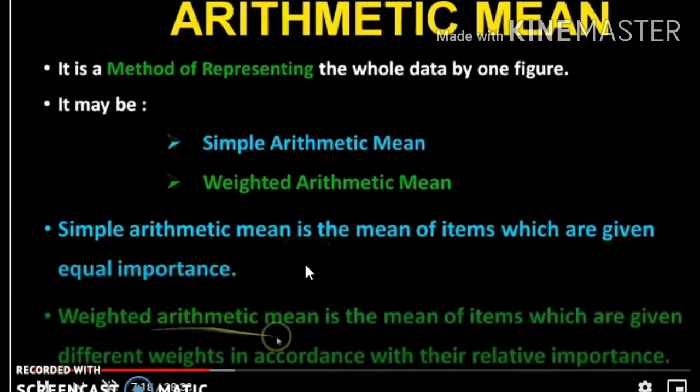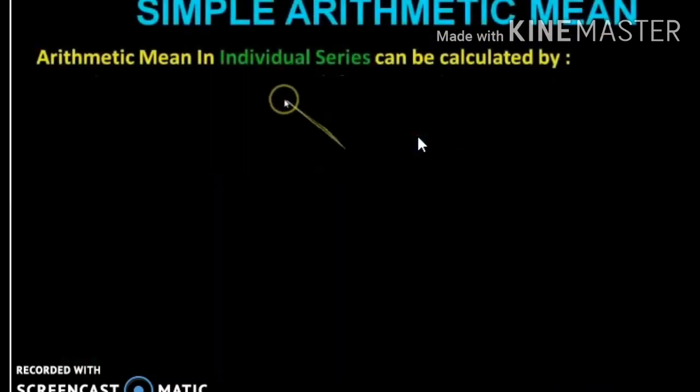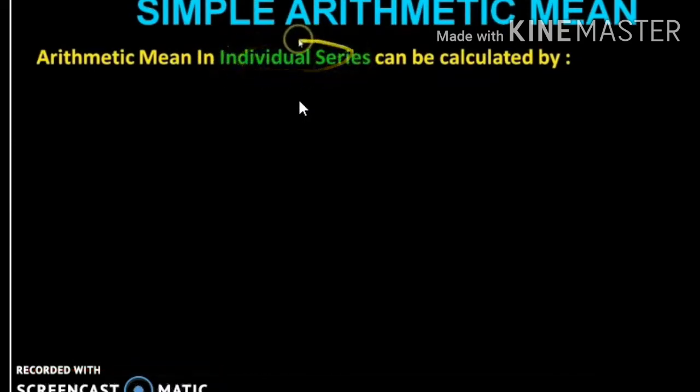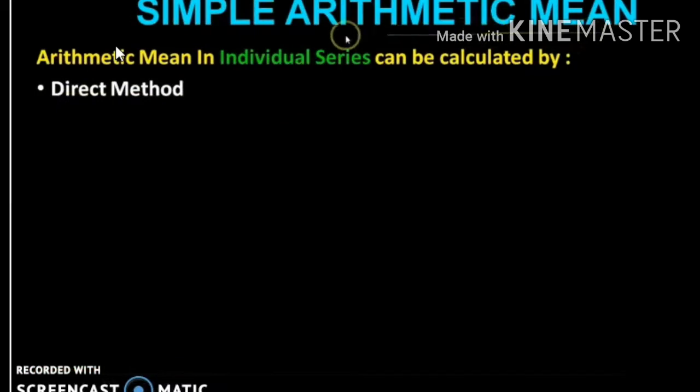The next is the definition of weighted arithmetic mean. Weighted arithmetic mean is the mean of items which are given different weights in accordance with their relative importance. First we are going to discuss simple arithmetic mean. We divide the series into three, that is individual series, discrete series, and continuous series. First we will look at the arithmetic mean in individual series.